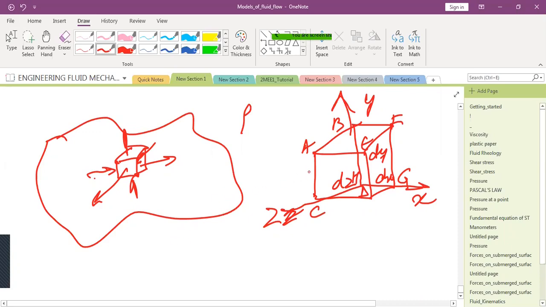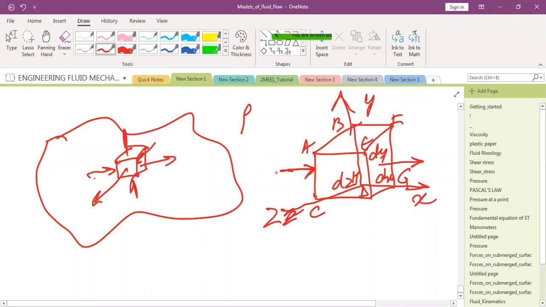So what should I write down here? Whatever is entering the differentially small control volume and whatever is exiting the differentially small control volume should be equal to what? The rate of change of mass within the control volume. But here the control volume is differentially small. That is the only difference.